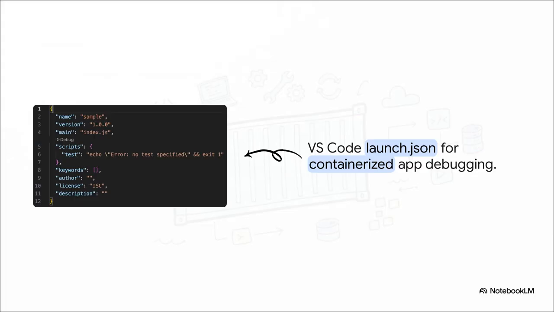Then we set up our IDE. By configuring an attach request, like you see here in this VS Code launch.json file, you can hook your editor directly into the running container. It's wild. You can set breakpoints, inspect variables, and step through your code exactly as if the app was running bare metal on your laptop.